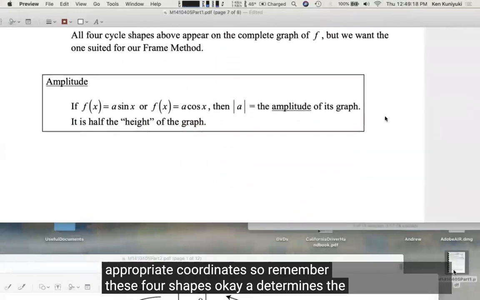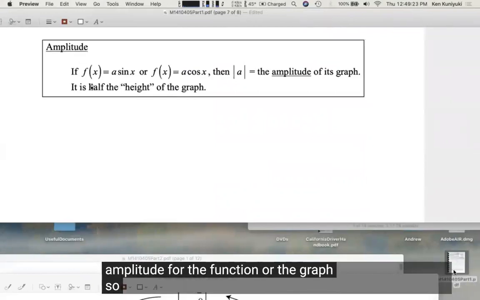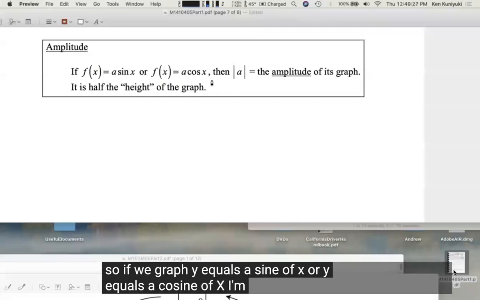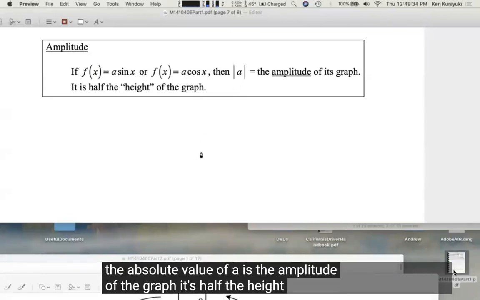A determines the amplitude for the function or the graph. So if we graph y equals a sine of x or y equals a cosine of x, I'm going back to x now, all right? The absolute value of A is the amplitude of the graph. It's half the height of the graph.